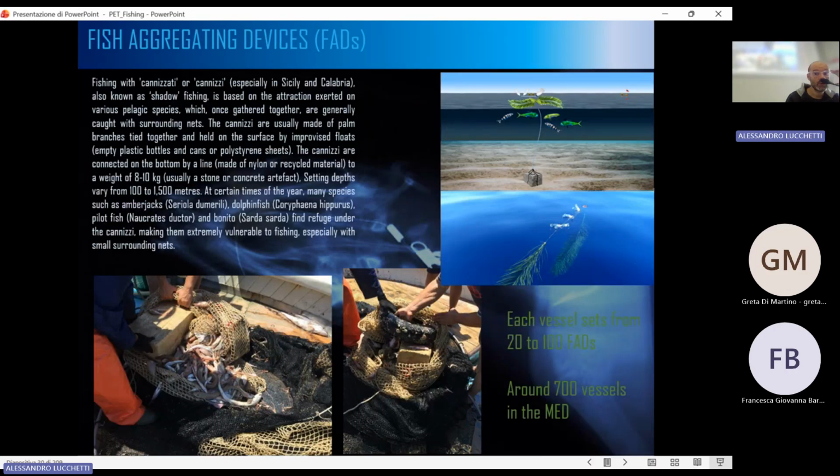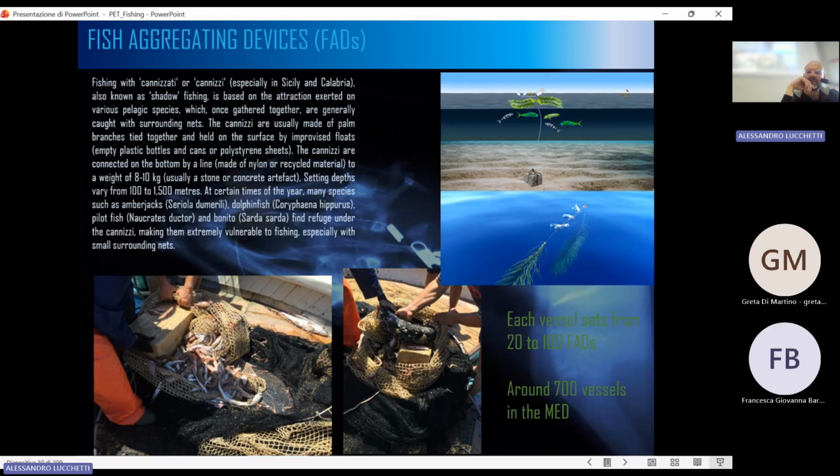I don't know if you know this gear, it's a fish aggregating device. It is commonly used in Sicily, Calabria, in the south of Italy. It is used to aggregate fish here. Then they use an encircling net around this float. They use palm leaves because there are some species that are attracted by the shadow of these palm leaves.